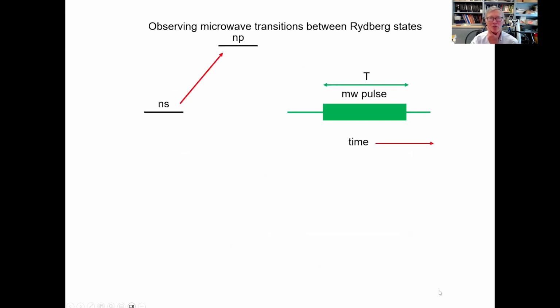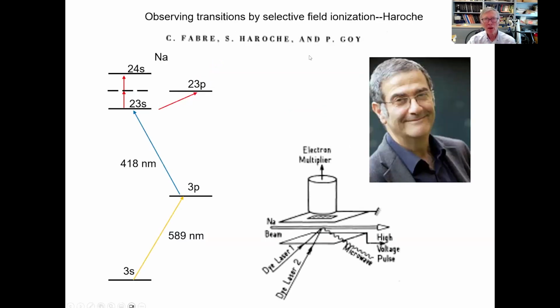Okay, so I'd like to move on to observing microwave transitions between the Rydberg states. Let's imagine I want to drive atoms from an nS state to an mP state with a microwave pulse of length t. An excellent example of this was done by Serge Haroche and his team, who excited with pulsed lasers sodium atoms to the 23S state, and drove the microwave transitions to 23P and to 24S.